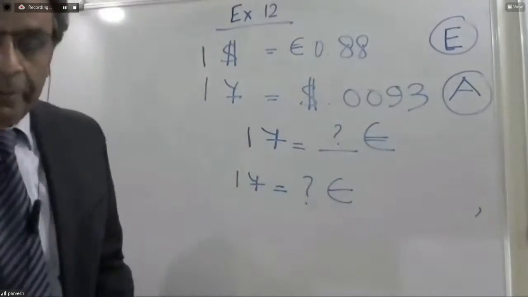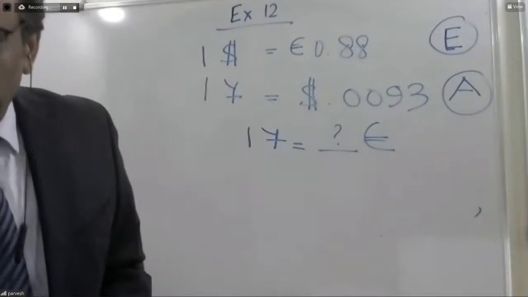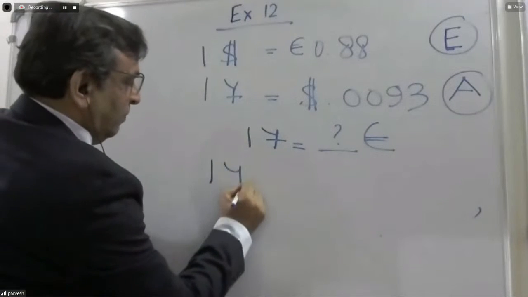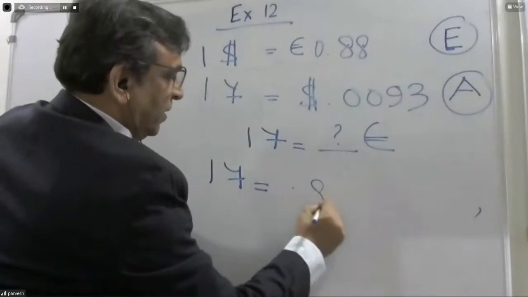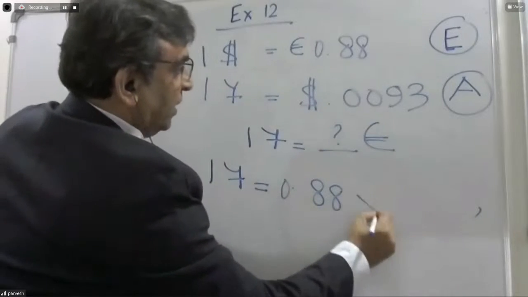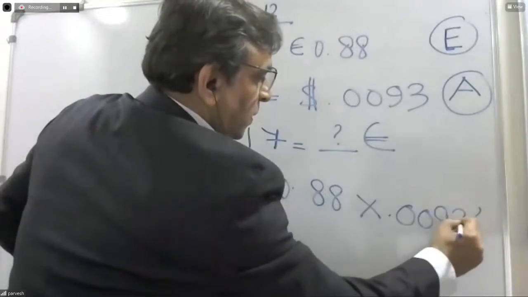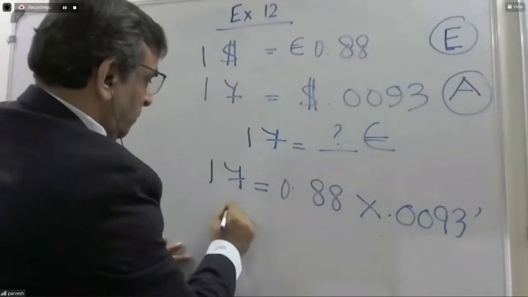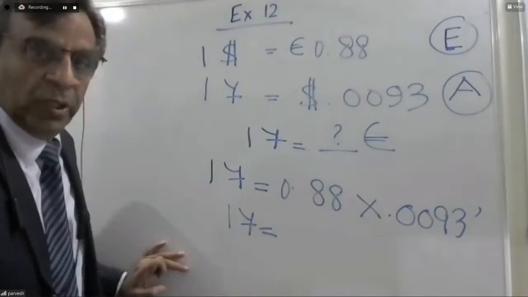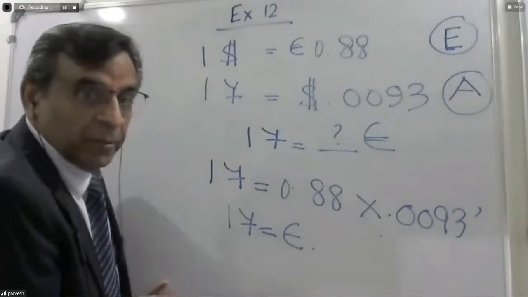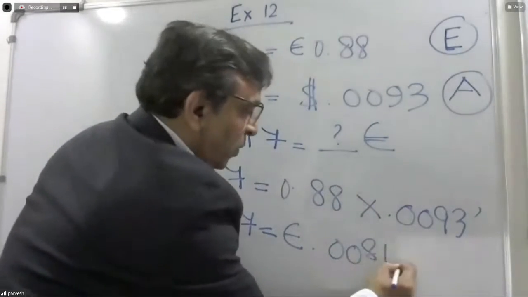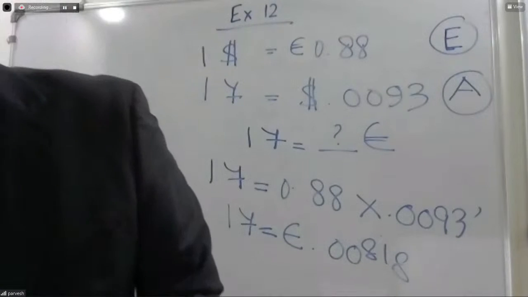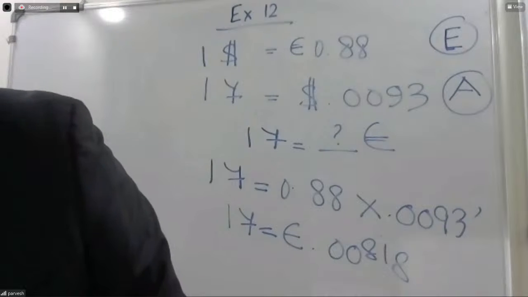So I can now simply multiply. Just multiply and tell me what is the price of 1 Japanese yen. 1 Japanese yen will be equal to 0.88 multiplied by 0.0093. Put it first without any currency signs, because we'll be getting the answer in euros only. The multiplication of the two gives 0.00818. Is that okay? Very good, I think some people have got it.